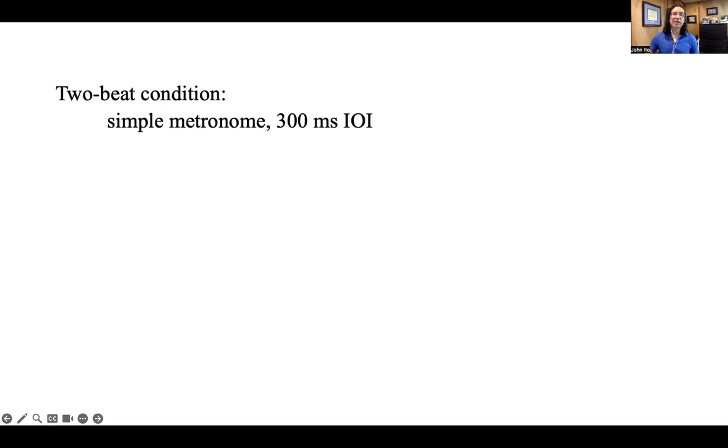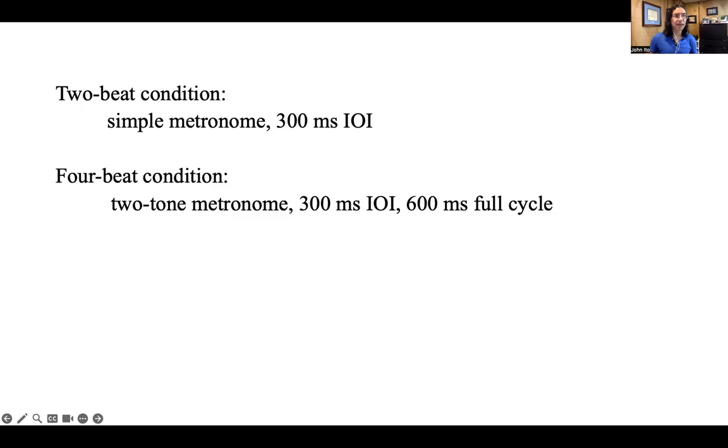So there were 3 experimental conditions. First, the 2-beat condition was just as I described. It's a simple 1-tone metronome. Every metronome tone is the same. The rate is 300 milliseconds for the IOIs of the metronome, so 150 milliseconds for each note. Again, down bows are correlated with the metronome tones.